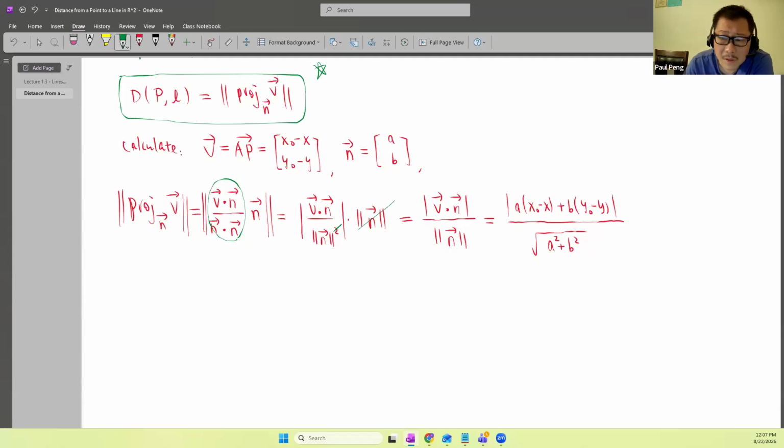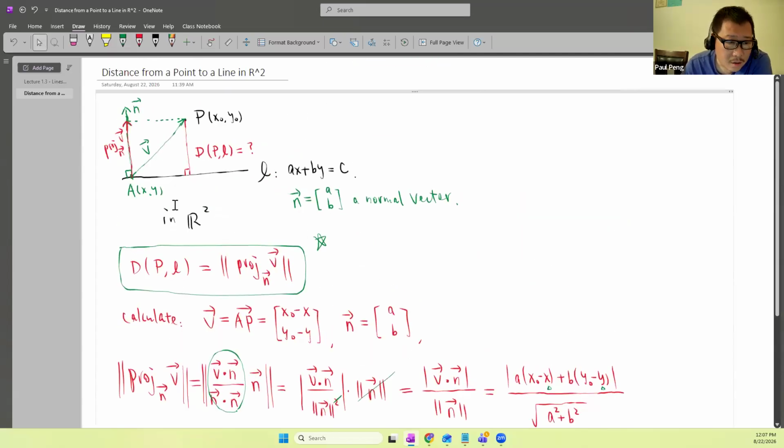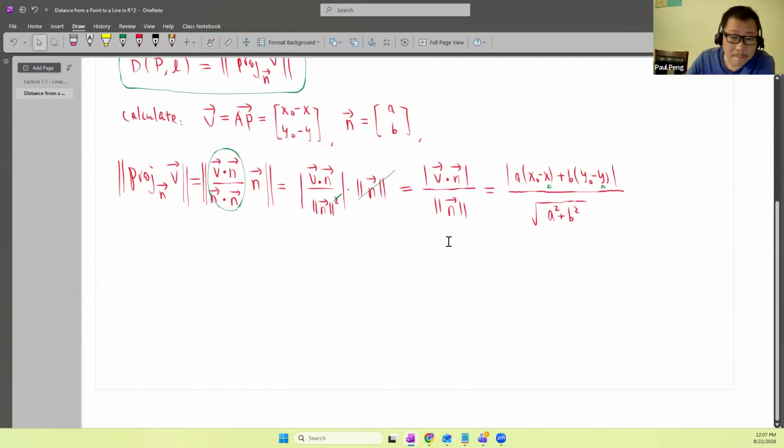Okay, let's put this y and the x together. A is a point on the line, so xy follow this general equation, right? Which is ax plus by equals c. Okay. And therefore, I can simplify it.